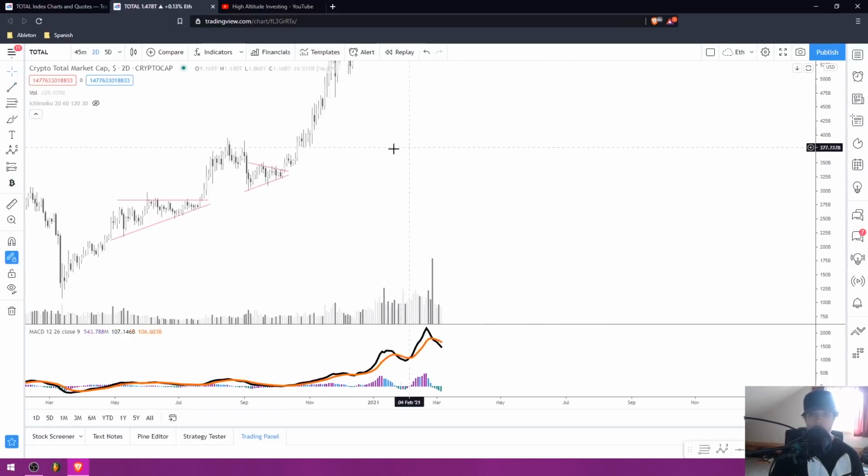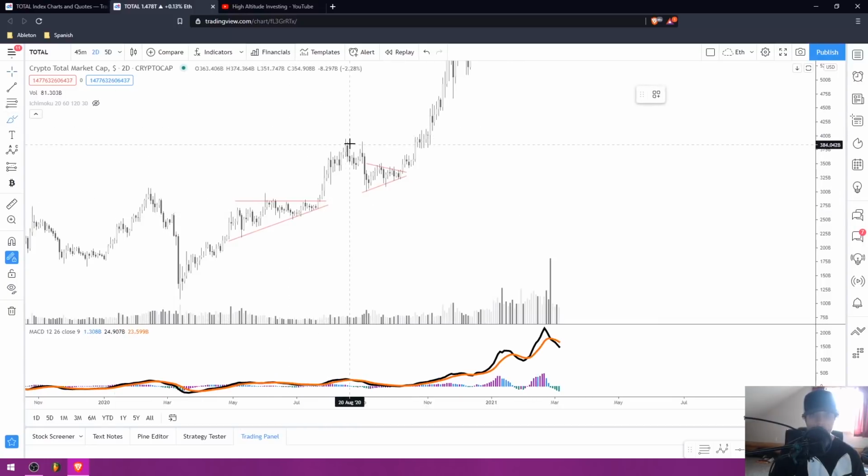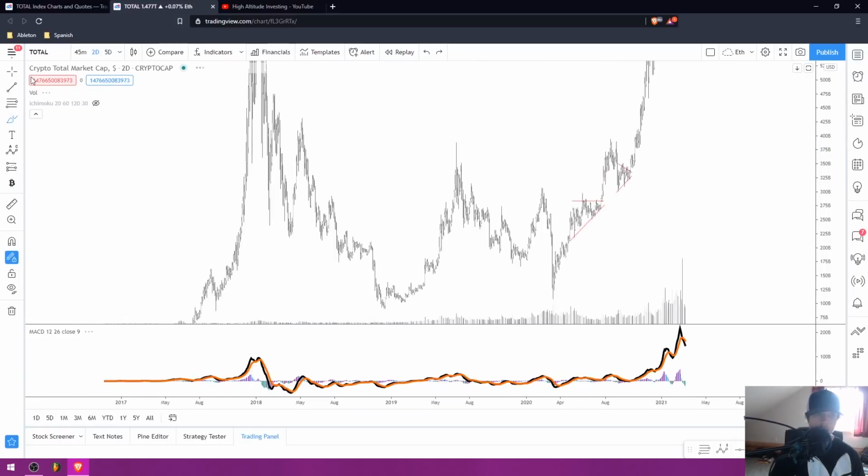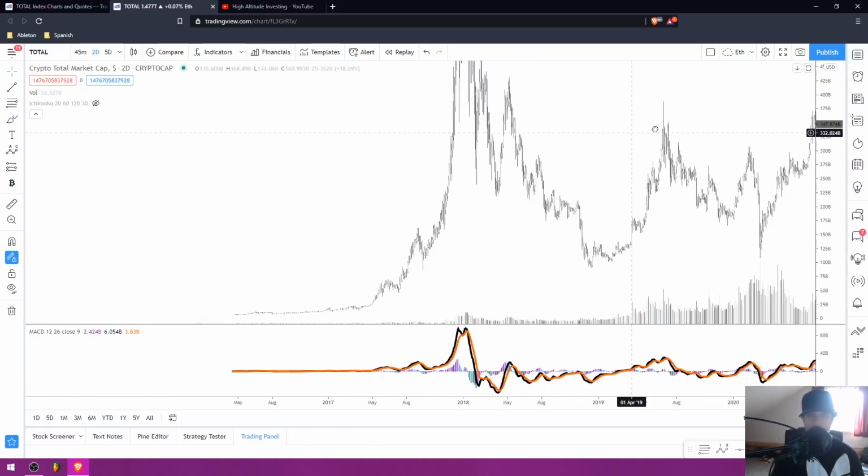This one was an interesting one because we actually were in a bull market and then we saw correction and then it started forming the triangle. But that can happen too. So just be aware of the different versions of that pattern.